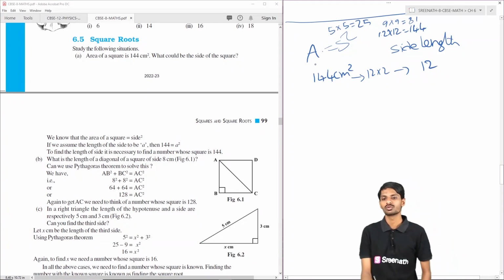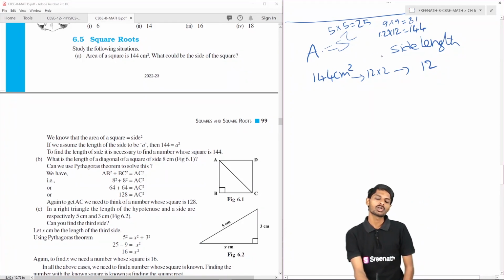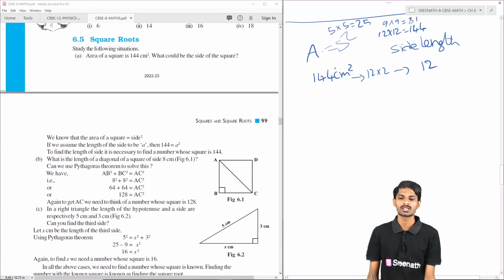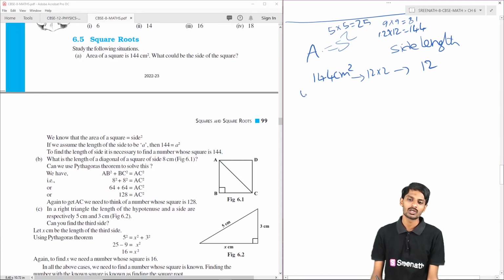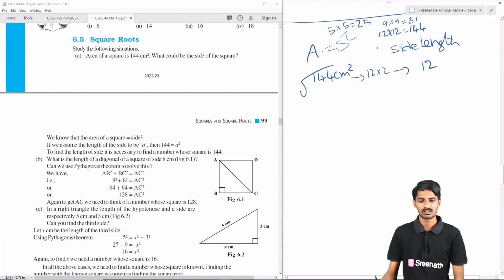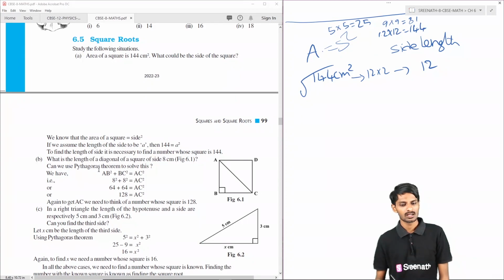Side length is 12. So if you know the area and want to know the side length, what we have to do is find the square root of it. How you get the square root, we will learn about that, students.